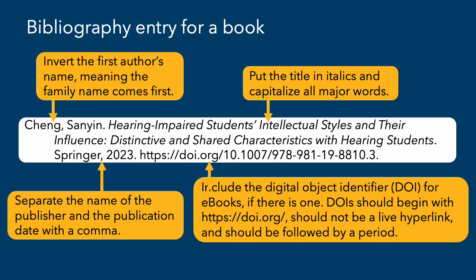In college, you will frequently cite books, so let's look at an example. The author's name comes first and is listed in inverted order, meaning the family name comes first. The title comes next. It's in italics and has all major words capitalized. The name of the publisher and publication date are separated by a comma. Finally, list the DOI, or Digital Object Identifier, for ebooks if they have one. The parts of the bibliography entry are separated by periods.